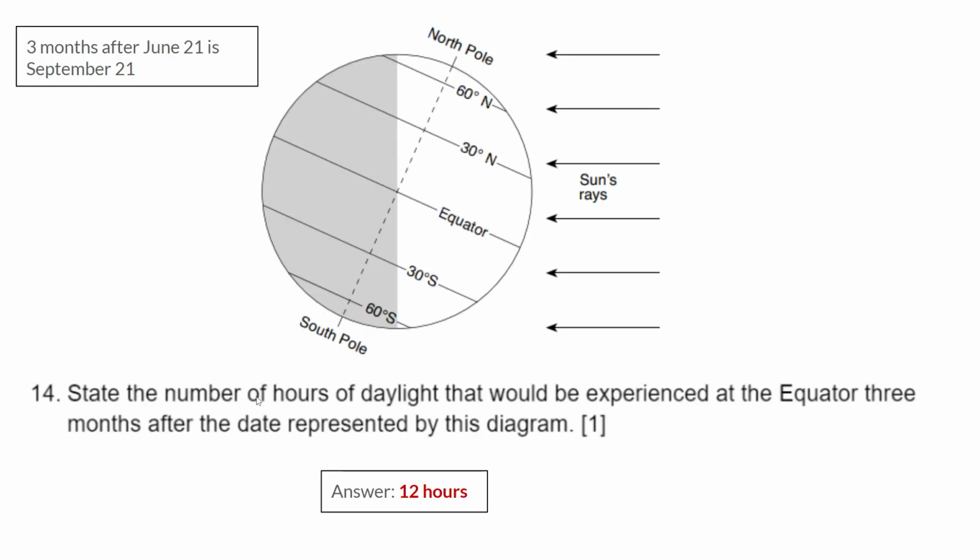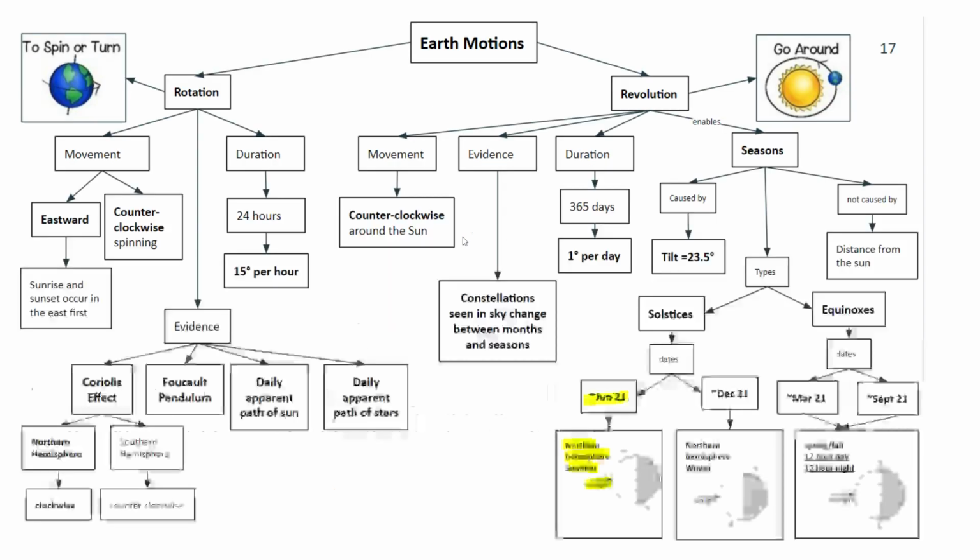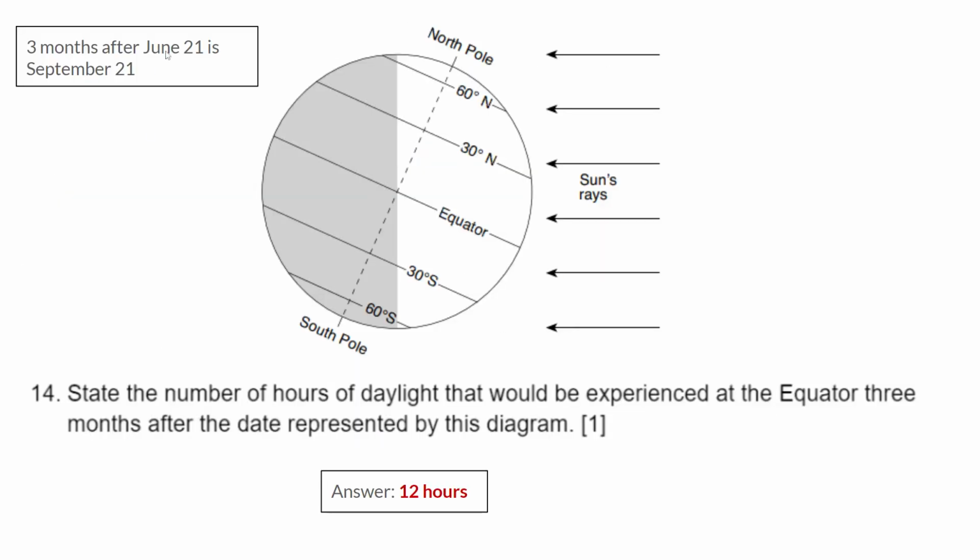Number 14, state the number of hours of daylight that would be experienced at the equator 3 months after the date represented by this diagram. So we already established that this is around June 21st. 3 months after June 21st should be September 21st. That's the first day of fall.